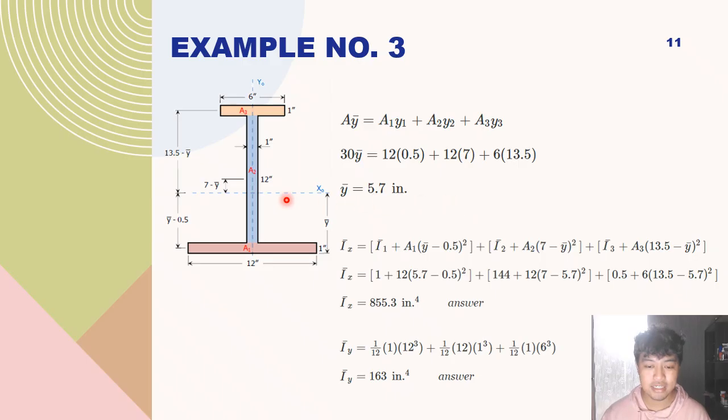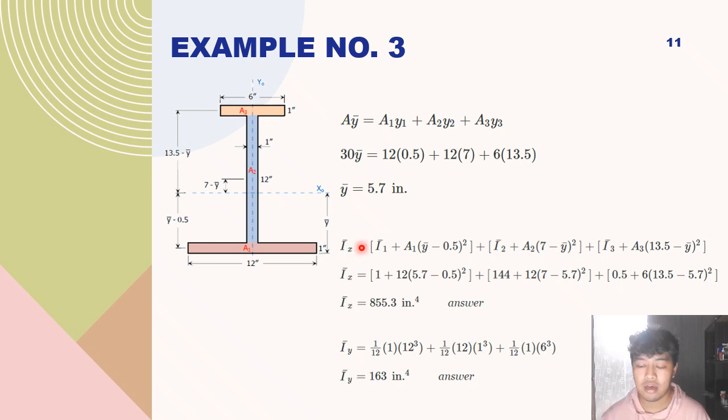And then lastly, for area 2, we know that the location of the centroid of area 2 is at 7 inches from the bottom. So we just have to subtract 5.7, our y-bar. So the remaining value is going to be the moment arm. So with that, we can compute for the whole thing, for the Ix with respect to the centroidal axis of the whole I-beam.